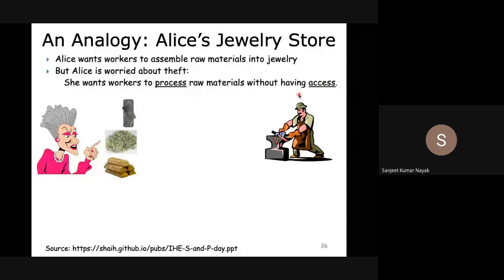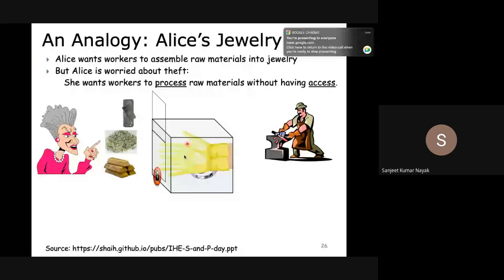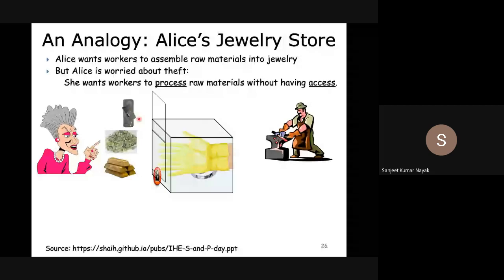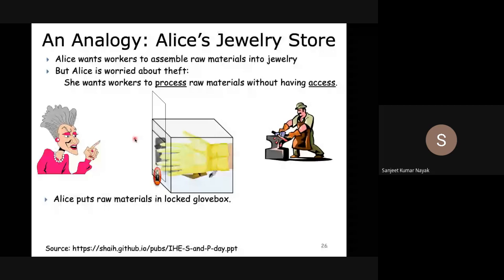So what will she do? She comes up with an innovative idea. What is that innovative idea? She created this gloved box. She will put all these raw materials inside this box, and once the materials are inserted, she will put a lock.